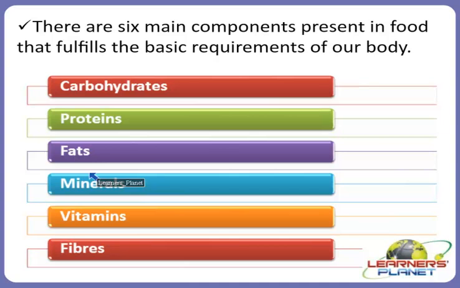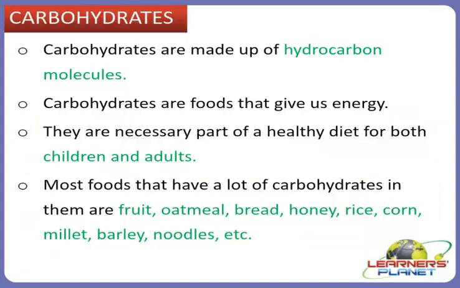So in this session we will study the 2 major food groups, that are carbohydrates and fats. So let's start with the first major food group, known as carbohydrates. Students, carbohydrates are made up of hydrocarbon molecules. That means they consist of hydrogen and carbon, right? Hydrogen and carbon molecules combine to form carbohydrates.